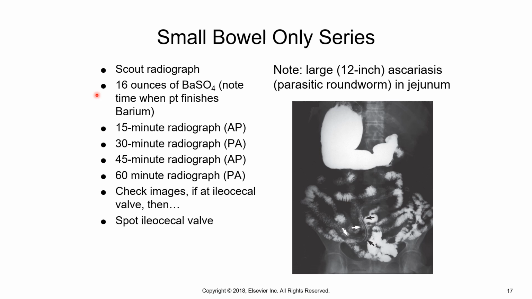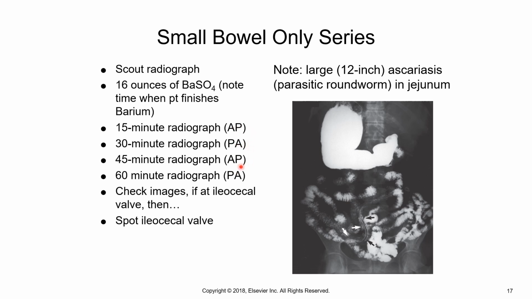let's say it was at 8:30 a.m., then at 8:45, we would do a 15-minute radiograph, and the patient may be laying on their back, so we do an AP view. 30 minutes after they finish drinking at 9 a.m., we would do a 30-minute image, and we would flip the patient over PA, so they're prone. At 9:15, we would do a 45-minute radiograph and put them back on their back. And at 60 minutes, so at 9:30, we would do a 60-minute image with the patient prone.